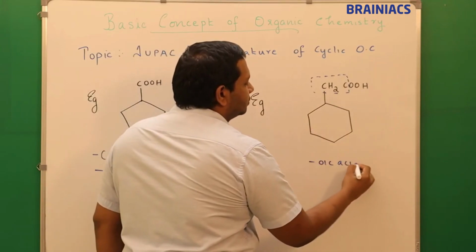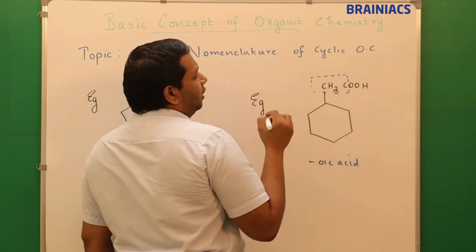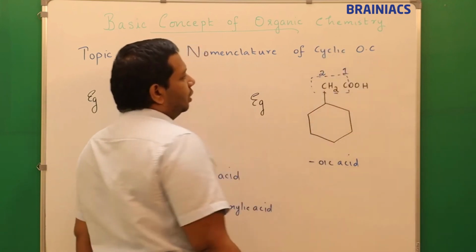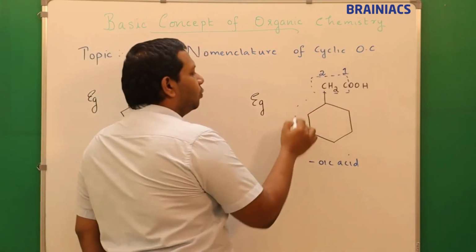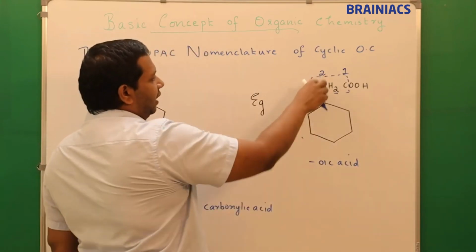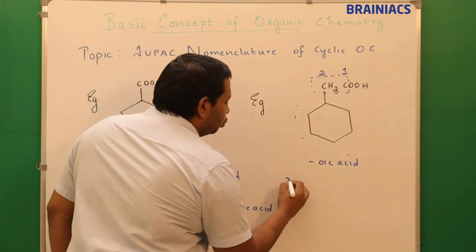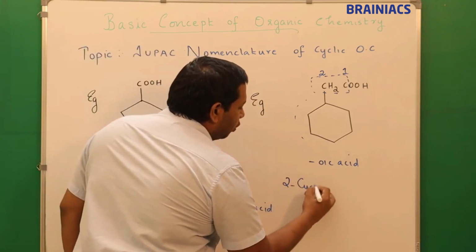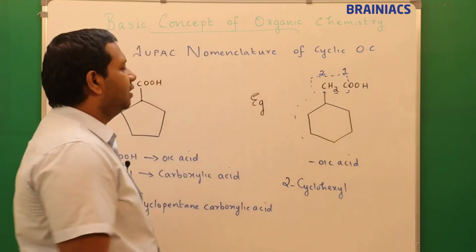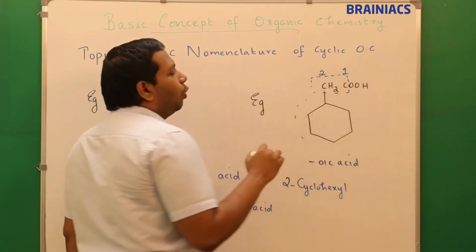Oic acid, correct? Now if this is the parent carbon chain, then while numbering, this should get the lowest possible number and this should be 2. So in the second position, this will behave like what? It is a substituent. So how can I name this compound? At the second position, first I will write the secondary prefix, that is 2-cyclohexyl. Then there is no 1 degree prefix.